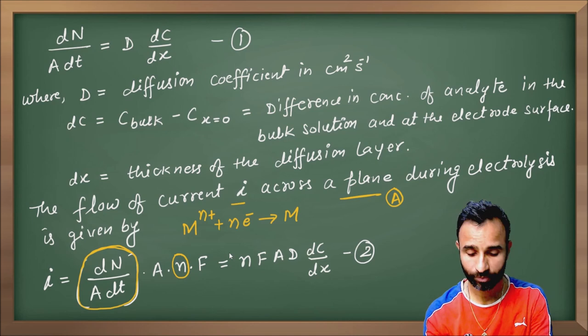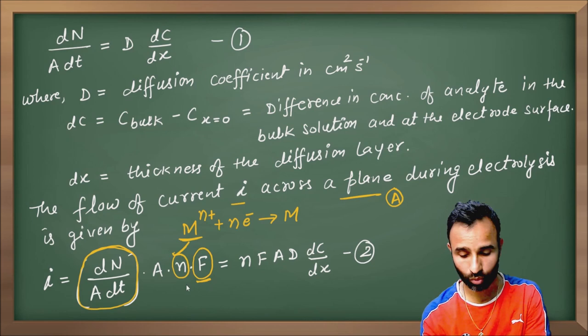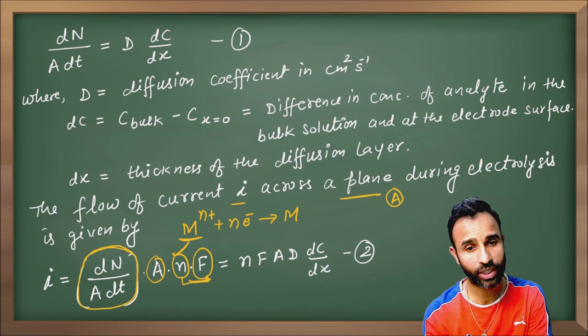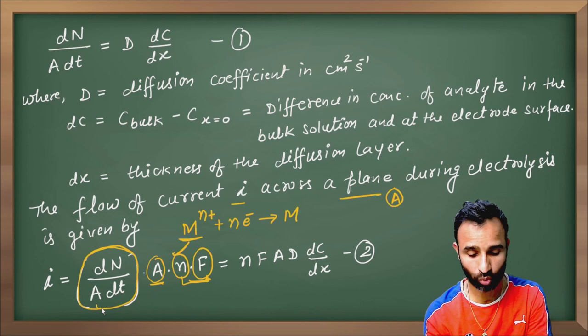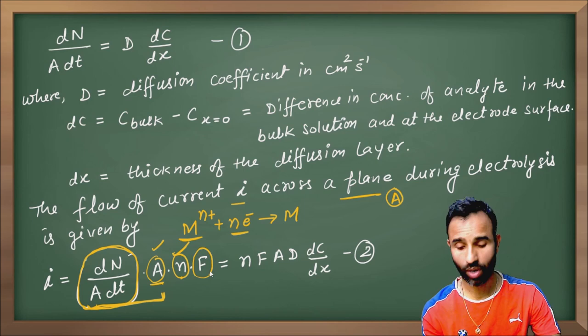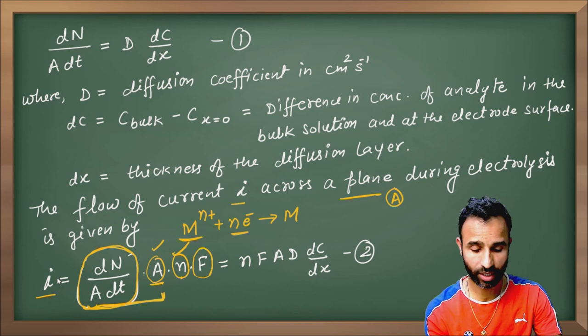Faraday's constant is coulomb per mole, so we get the charge, right? And A is the area of cross section. So this area of the plane, when multiplied by this, is the total number of moles of the electroactive species diffused. So nFAD dC by dx, that is dC by dx, is current.